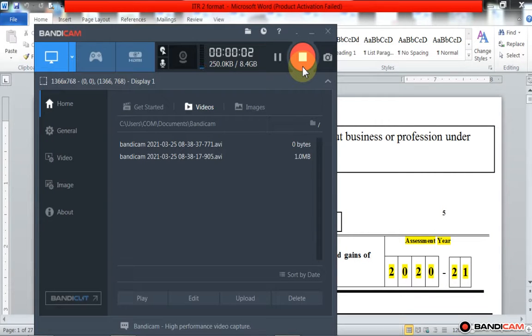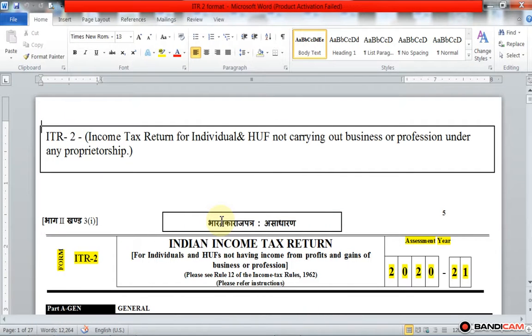Hello students, in our previous lecture we started to discuss ITR 2, applicable to individuals and Hindu undivided families not carrying on business or profession. We already discussed ITR 2 Part A, then Schedule S, Schedule HP, Schedule CG. Part A relates to the general information of the assessee.